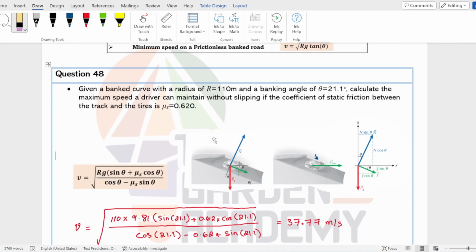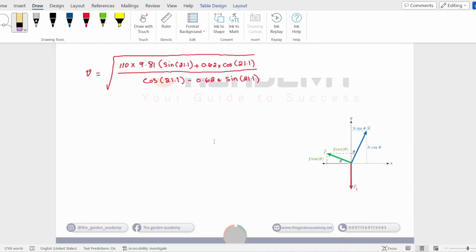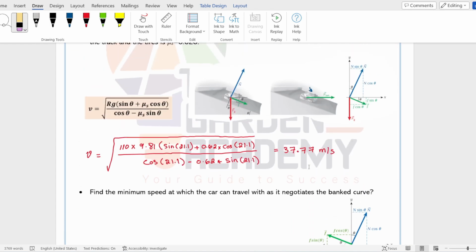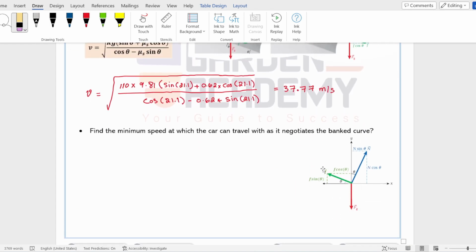Going back to the next part, it asks us to find the minimum speed at which the car can travel as it negotiates the banked curve. الآن الفرق ما بين المعادلة الأولى والمعادلة الثانية بأنه الفري body diagram, instead of having the friction towards the center of rotation, it will be pointing away from the center of rotation.